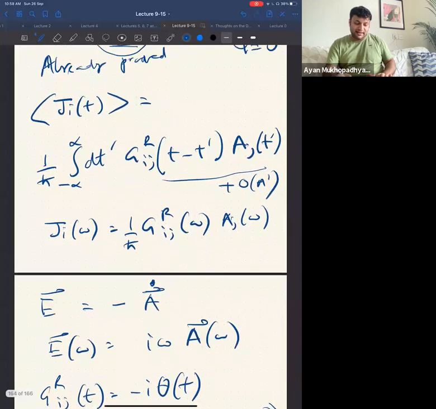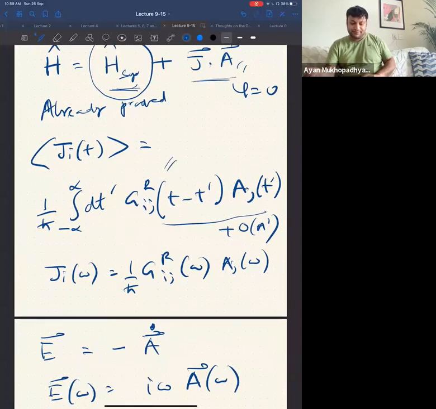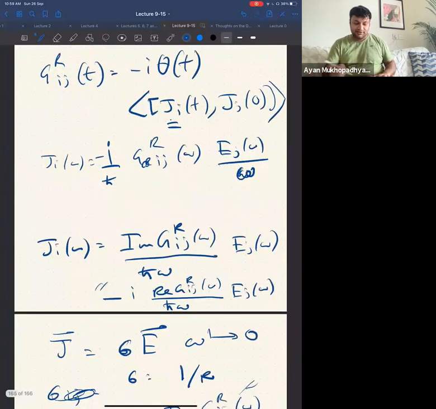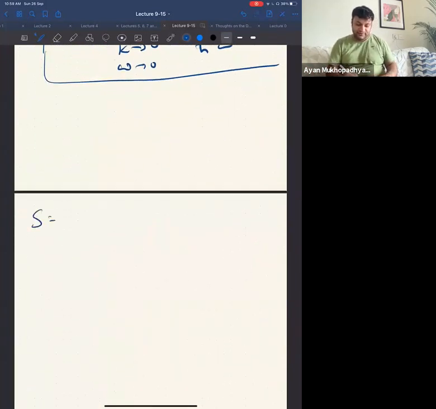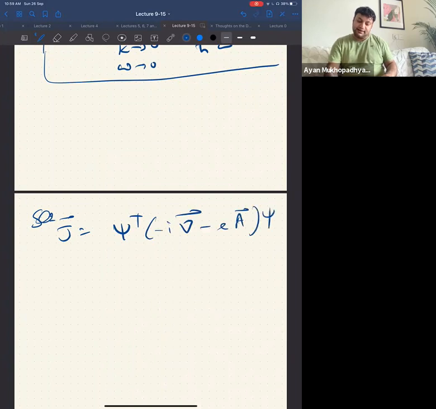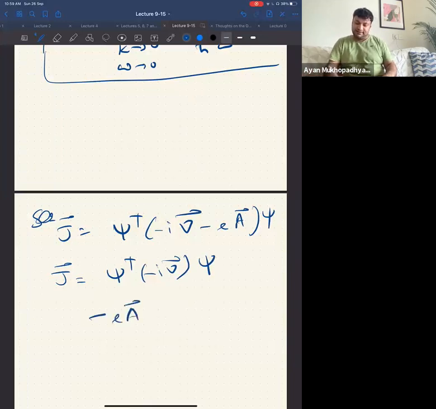this formula which I wrote is slightly problematic, because in real life, if you look at the actual action of a material, the actual current in the presence of the A field is not simply psi dagger, say, minus i grad psi. There is also a minus eA psi. So the current operator I defined, psi dagger minus i grad psi, is a current operator, but there is also this extra term, called the diamagnetic term, which is eA psi dagger psi. And this gives rise to an extra contribution to the current.